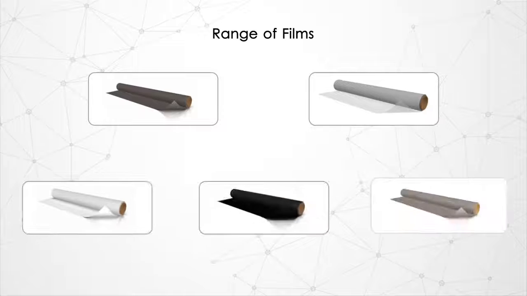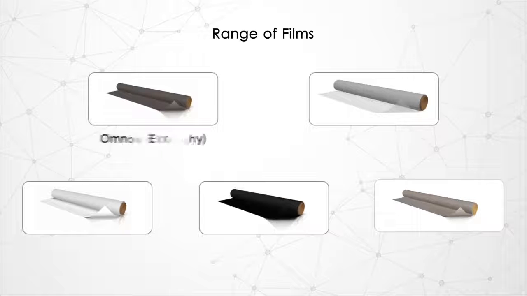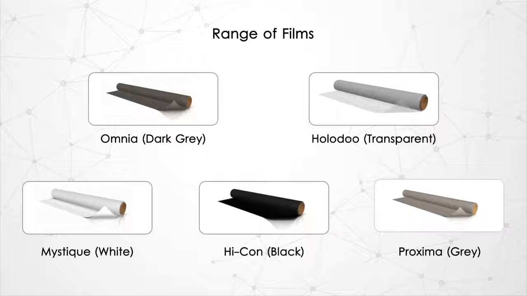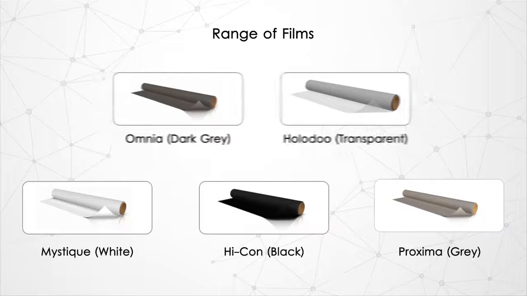There is a wide range of projection films available with us. Omnia comes in dark gray tint. Holodu is a transparent material. Mystique comes in white tint. Hycon is black tint. Proxima comes in gray tint.